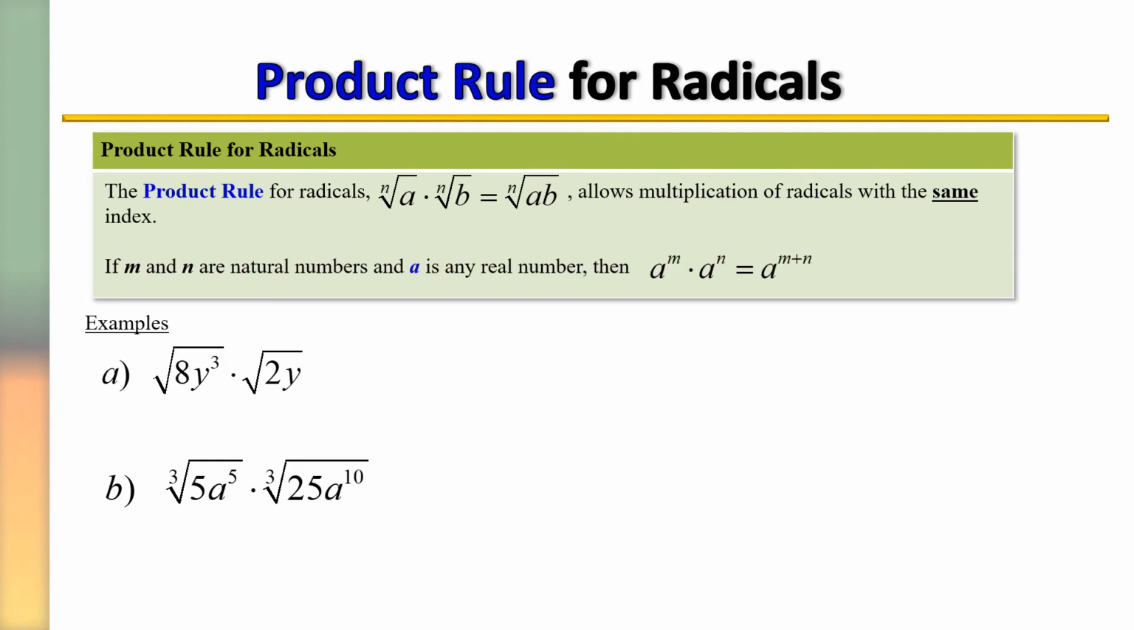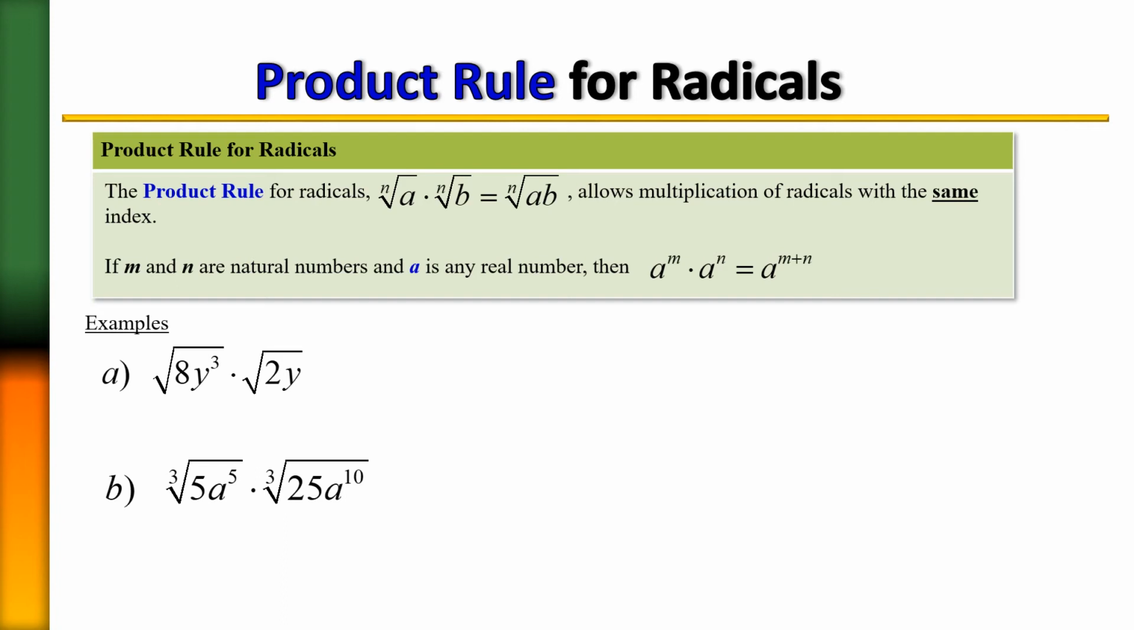Let's do some more practice using the product rule for radicals. Now, if you have variables involved, you have to remember the product rule for variables. If the bases of those variables are the same, keep the base. And what would you do with your exponents? Do you recall? Yes, you're going to add them together. So anytime you have variables that are being multiplied and they have exponents, if the base is the same, keep the base and add the exponents.